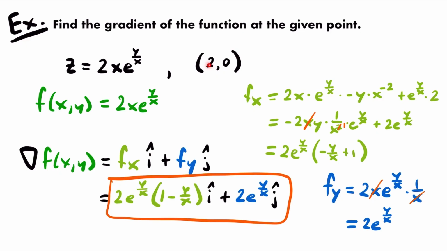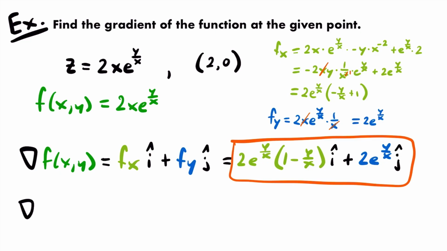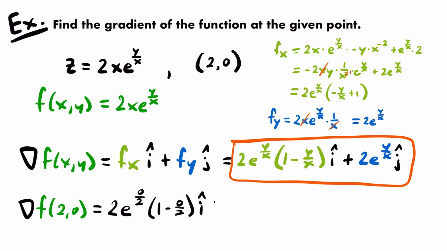So we want to plug in 2 for x and 0 for y into this vector. So let's do that. We will have the gradient of f of 2, 0 is equal to 2 times e to the power of 0 divided by 2, right? Y is 0, x is 2. So we have 2 times e to the power of 0 divided by 2 times i minus 0 divided by 2 times i plus 2 times e to the power of 0 divided by 2 times j.